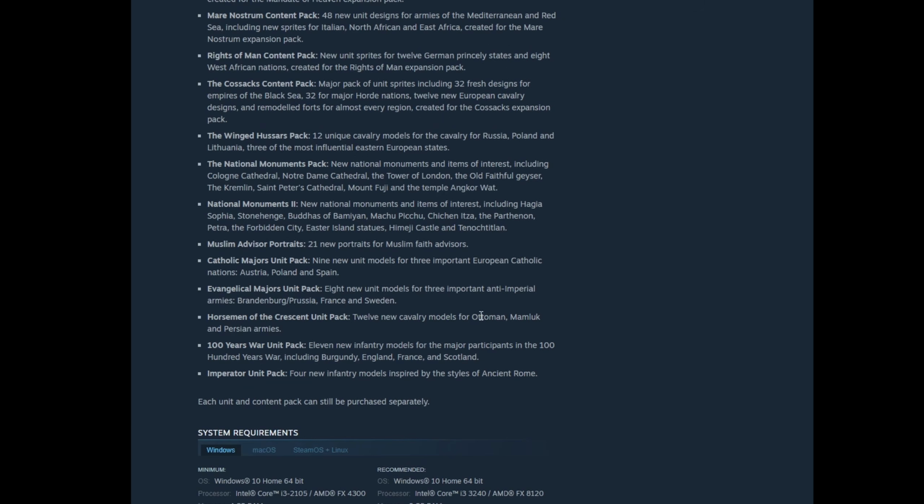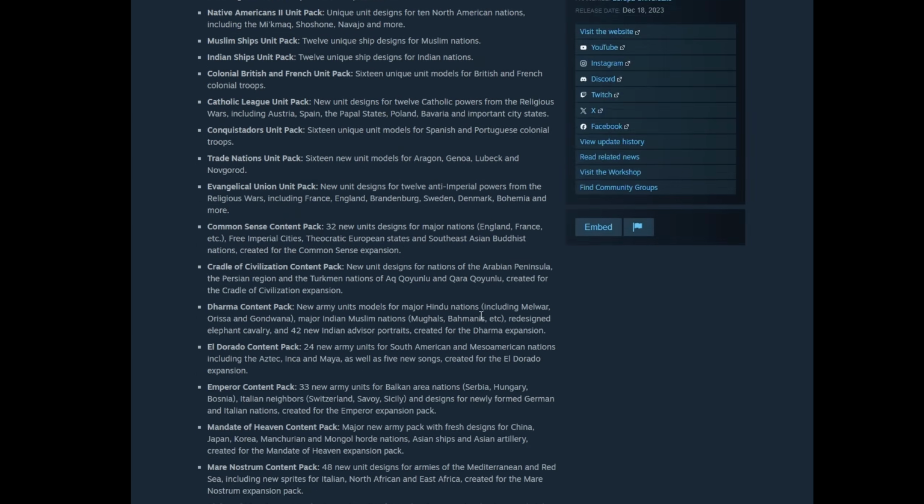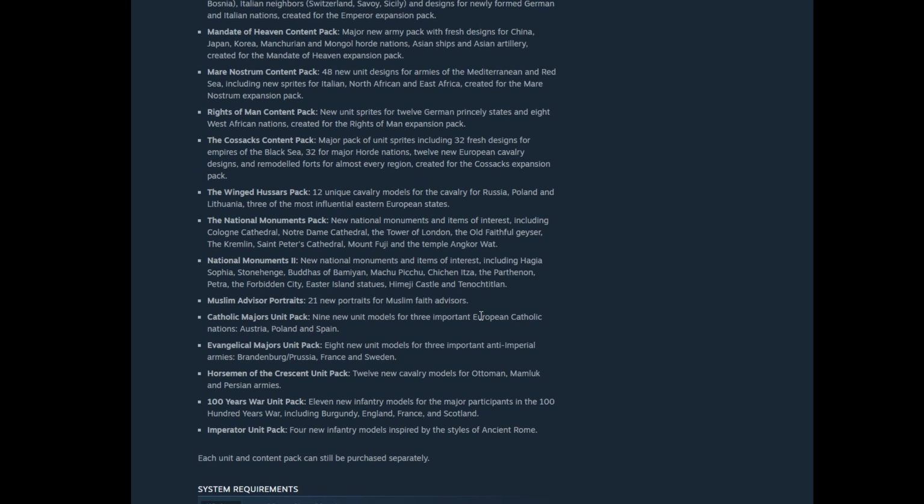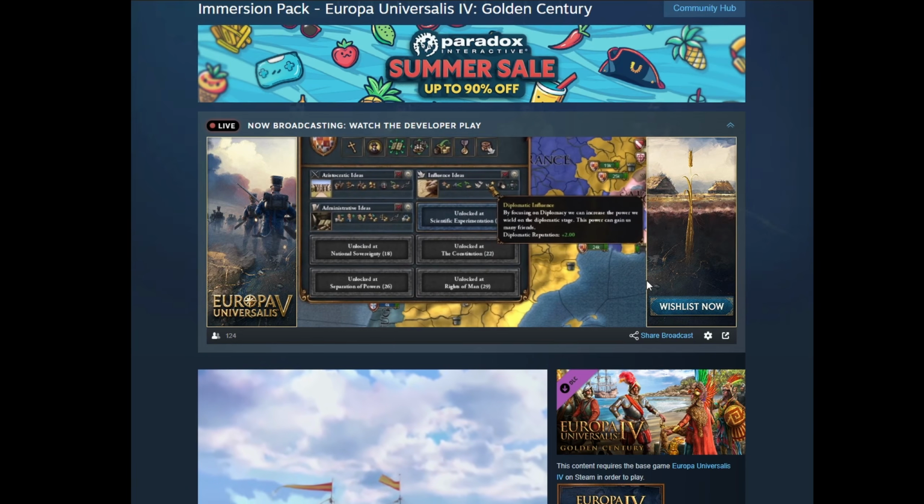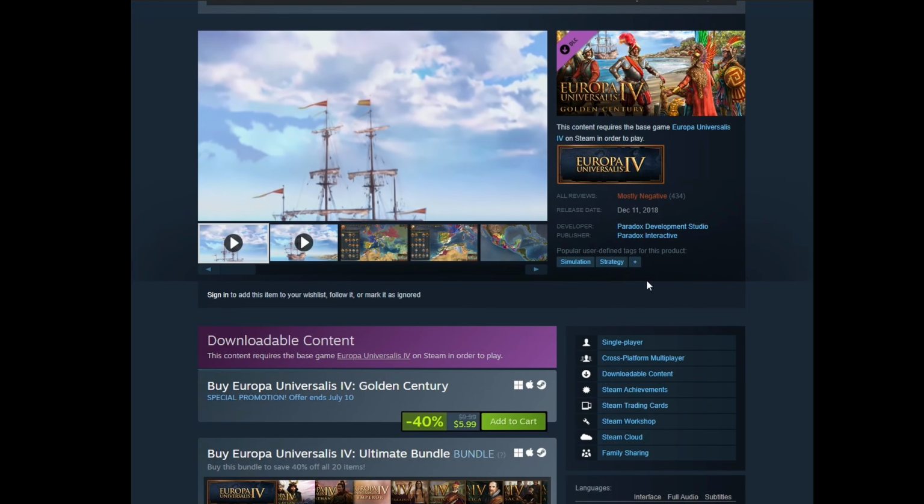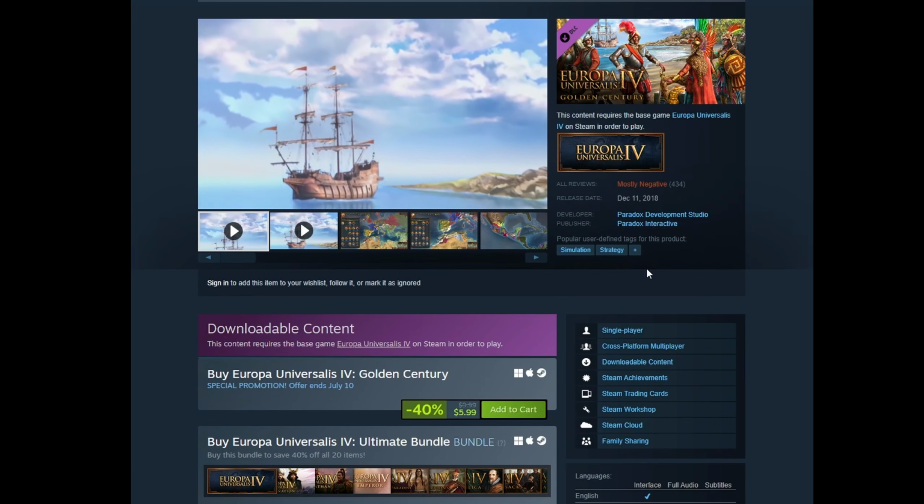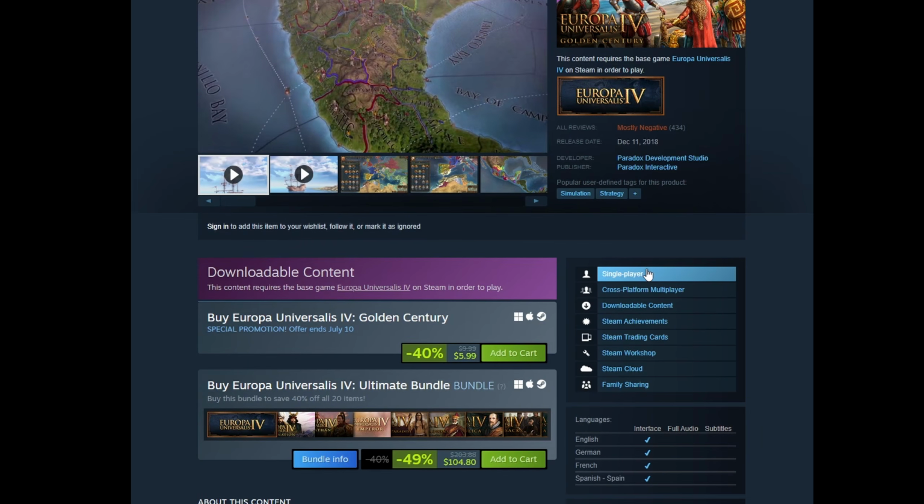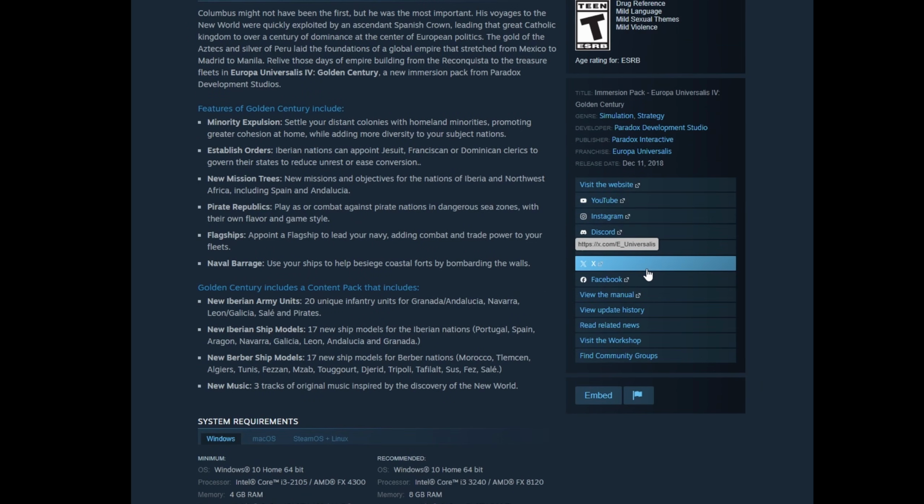I mean, what are we talking about right now? This is for $30, and this is a bundle, right? The base price of each of these packs was probably around $5 to $10 each, and look how many there are. And look at this one, EU4 Golden Century Immersion Pack, 434 mostly negative reviews. This came out in 2018, and it's $10 base price. Added unique infantry units, ship models, some music. Here it is. New missions and objectives.